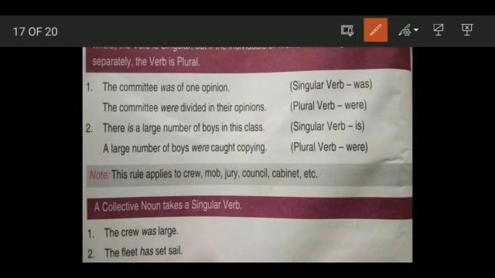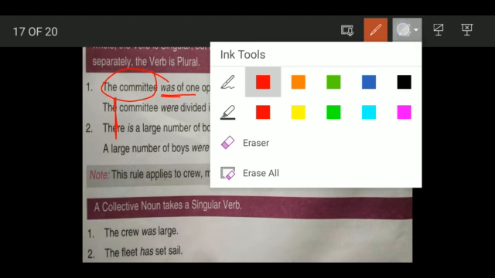Then we are referring to them as one singular unit, then we will use singular verb. The committee was of one opinion. That is, the entire committee. There's one committee. It was. We are referring to it as a singular entity. Then we will use singular verb.